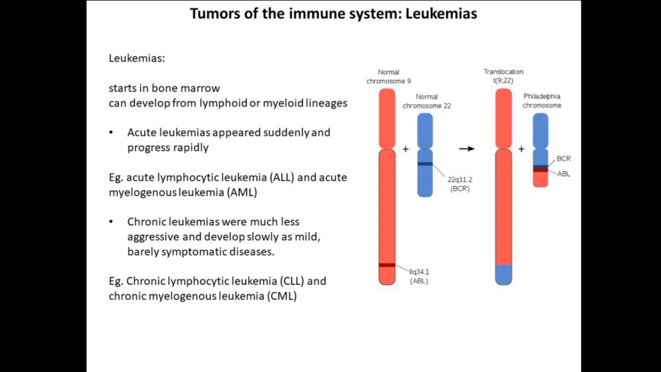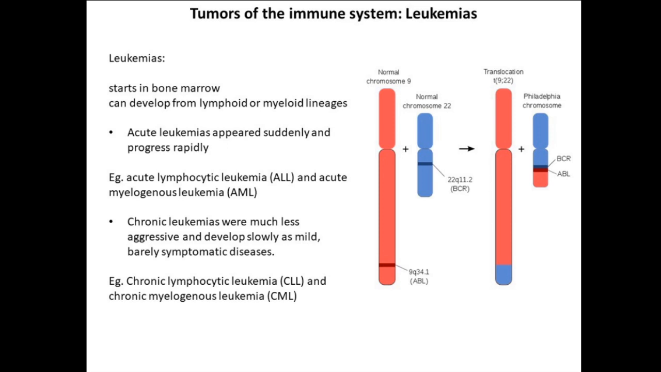Depending on whether the leukemia has originated in the lymphoid tissue or the myeloid tissue, it can be categorized as acute lymphocytic leukemia and acute myelogenous leukemia. Chronic leukemias are completely opposite to acute leukemias. Although it is a blood cancer, it is very less aggressive. It develops slowly and is barely symptomatic. You won't see any symptoms in these kinds of patients. Here also you have two types: chronic lymphocytic leukemia and chronic myelogenous leukemia.